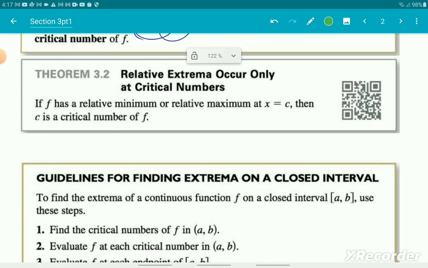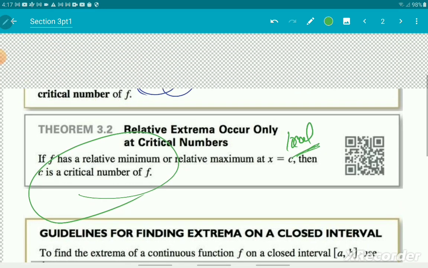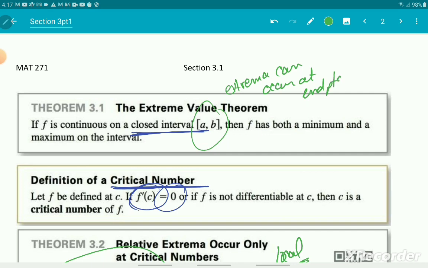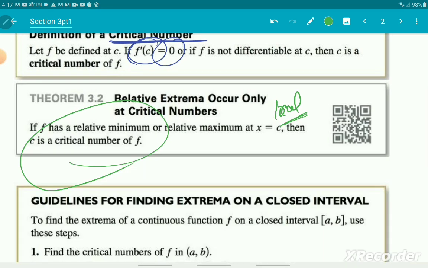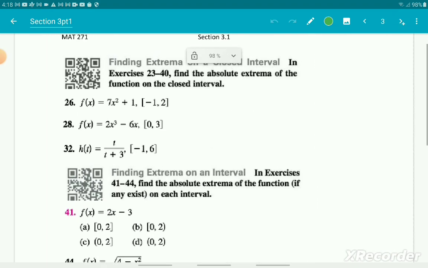Now, it turns out that relative extrema can only happen at critical numbers. And we're talking about local extrema here. Because we just saw before that if we're looking at a closed interval, then we could have extrema at endpoints. But in general, if we're talking about a function on its entire domain, then extrema is only going to happen at critical numbers. So let's look at a few examples.